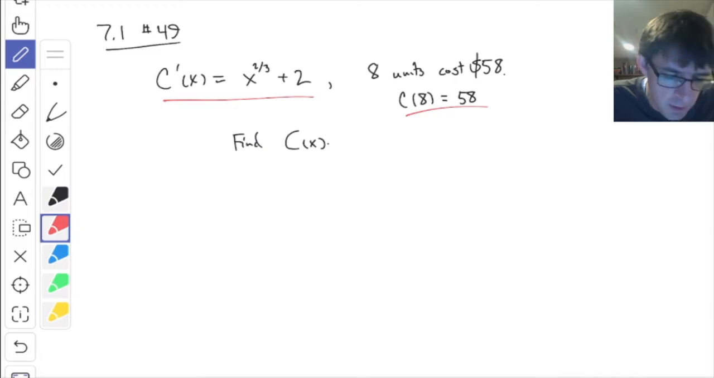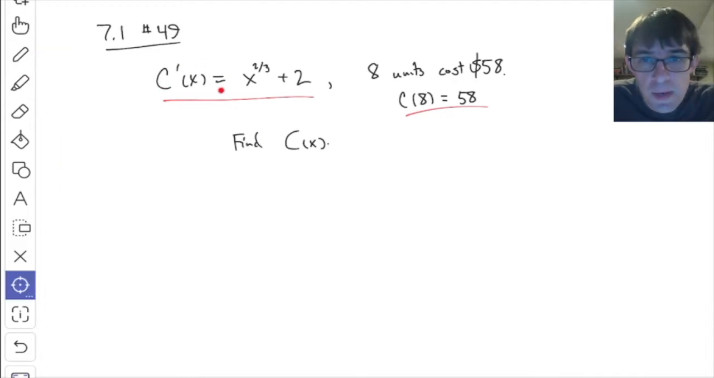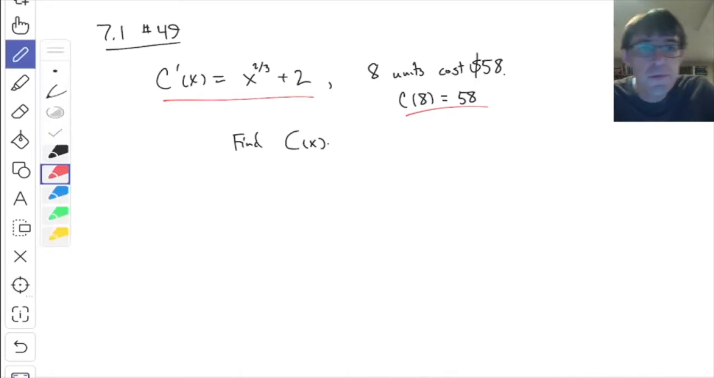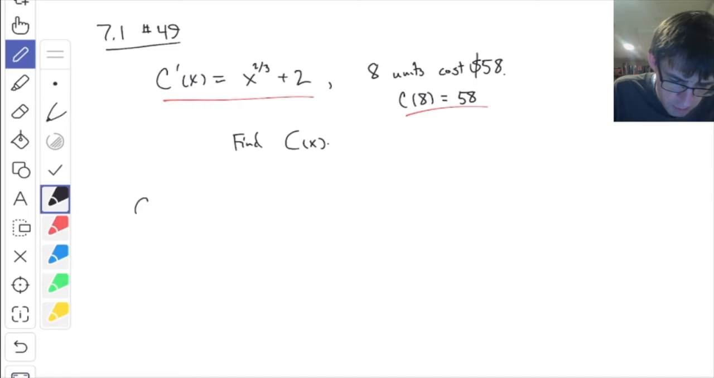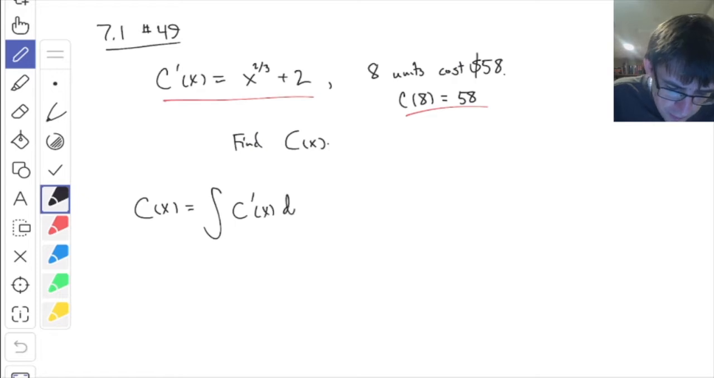What they told us here, this is not c of x, this is c prime of x. We are supposed to find c of x. And the way you do that, if you're told what the derivative is, but you want the original function, is you use the antiderivative. So c of x is the antiderivative of c prime of x. And we can do this antiderivative. The function is x to the 2/3 plus 2. So I'm doing antiderivative of x to the 2/3 plus 2 dx.